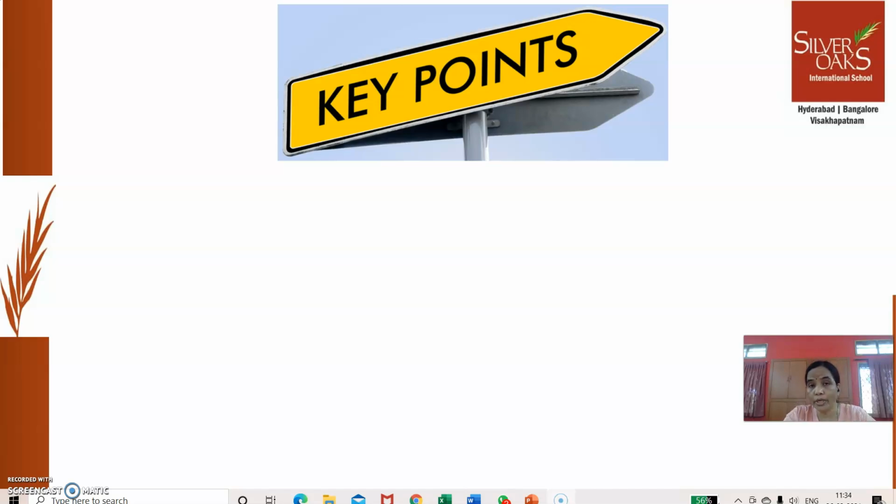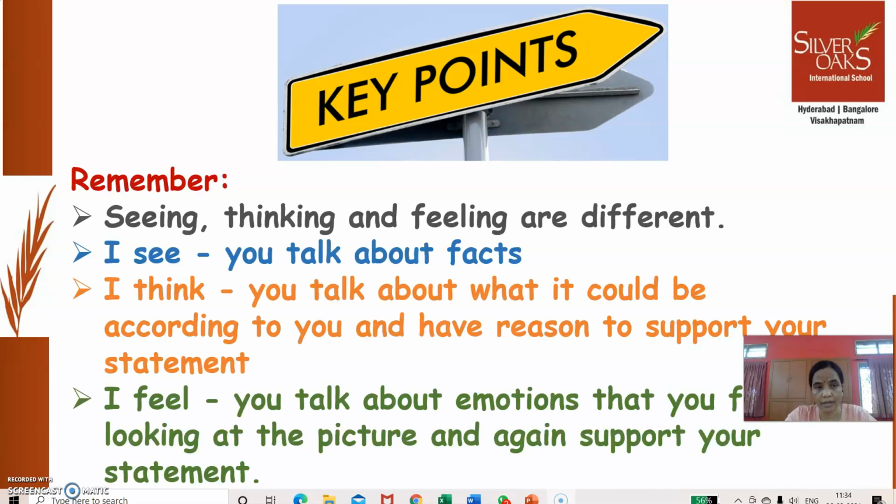Now there are few points you have to remember always so that you don't get confused between I see, I think, I feel. Seeing is about when you talk facts, like when you're just talking about what you see. I think is when you talk about what it could be according to you and have reason to support your answer.